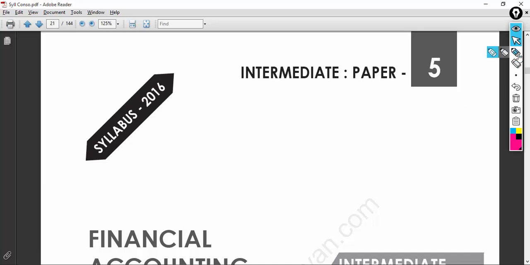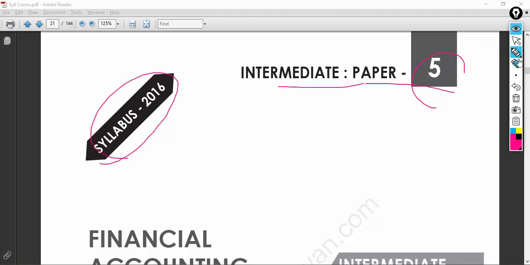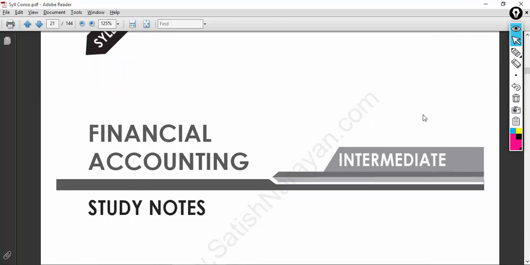If you go to the syllabus, which is the syllabus 2016 for the intermediate paper 5, if you ask me, this is a very interesting subject, guys, because in case you are good in accounting, in your balance sheet, journal entries, ledgers, all those things, trust me, you can get more than 60 marks. And in the entire group, that is your intermediate group, getting aggregate 50% is through this financial accounting only.